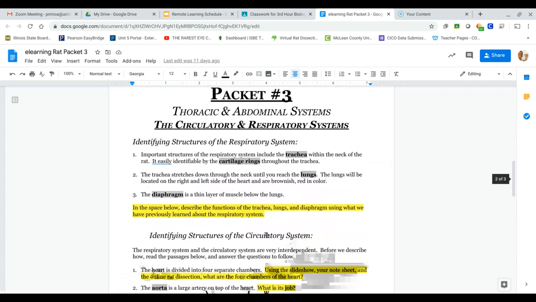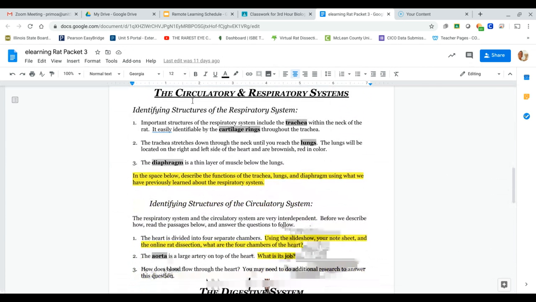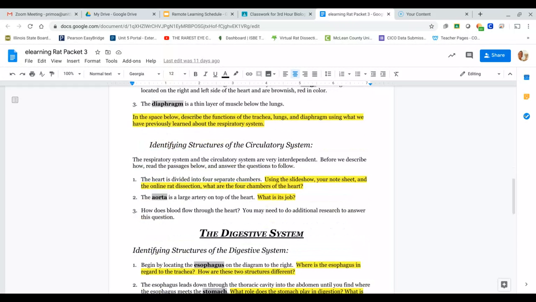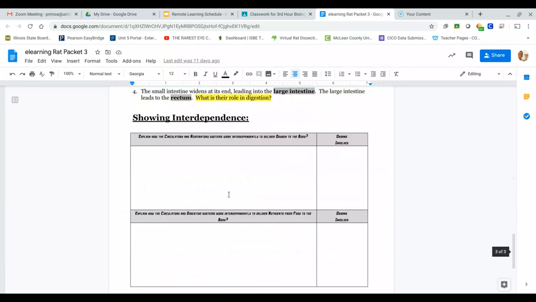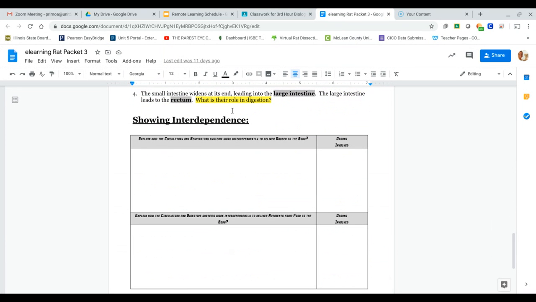But here I've lumped the circulatory and respiratory systems together because they work relatively close. And then the digestive system is down here. Anything that's highlighted are questions that you should be answering. And then interdependence, again, that is how two or more body systems work together.